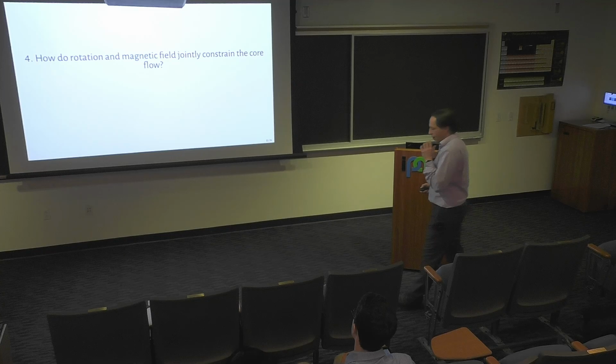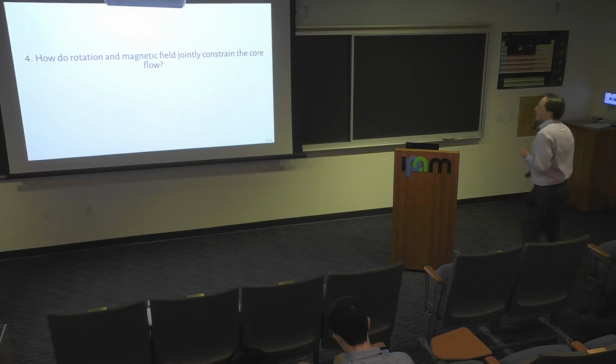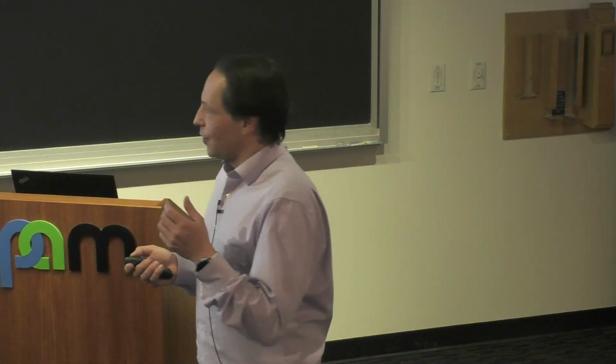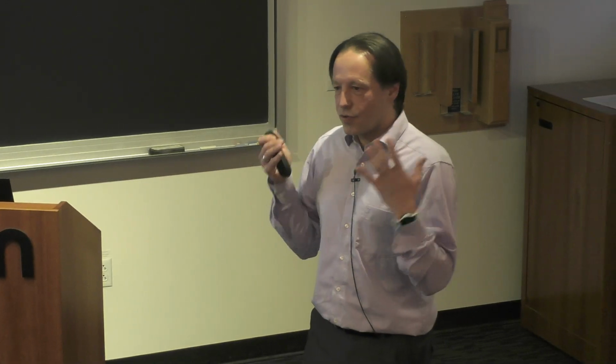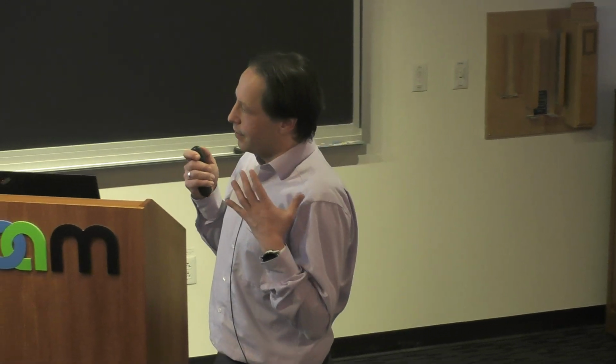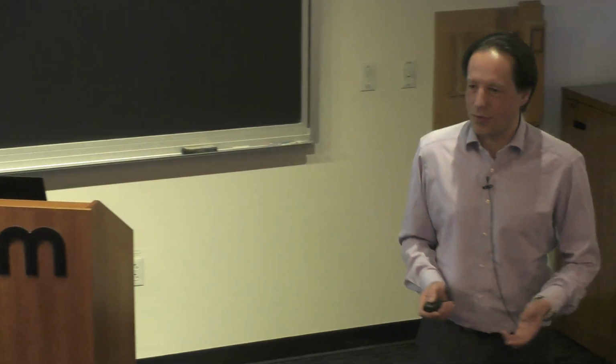Okay. Now, got a bit of time, okay? Do it quickly. So the last question I wanted to address is, I said initially that what really shapes the flow in a setting like the core is the Taylor-Proudman constraint, and it assumes that the flow is outrageously dominated by rotation. And now we're saying, well, the Lorentz force could be just as strong. So what happens?